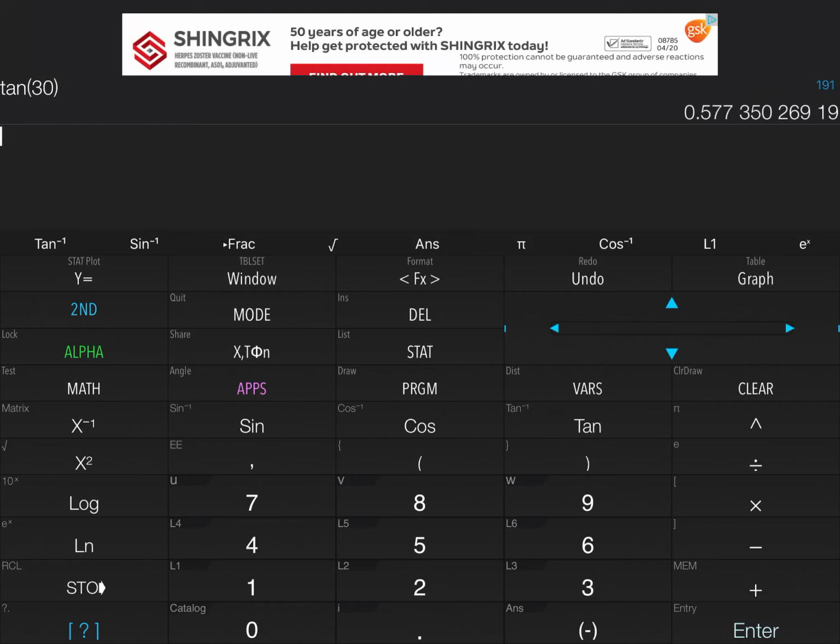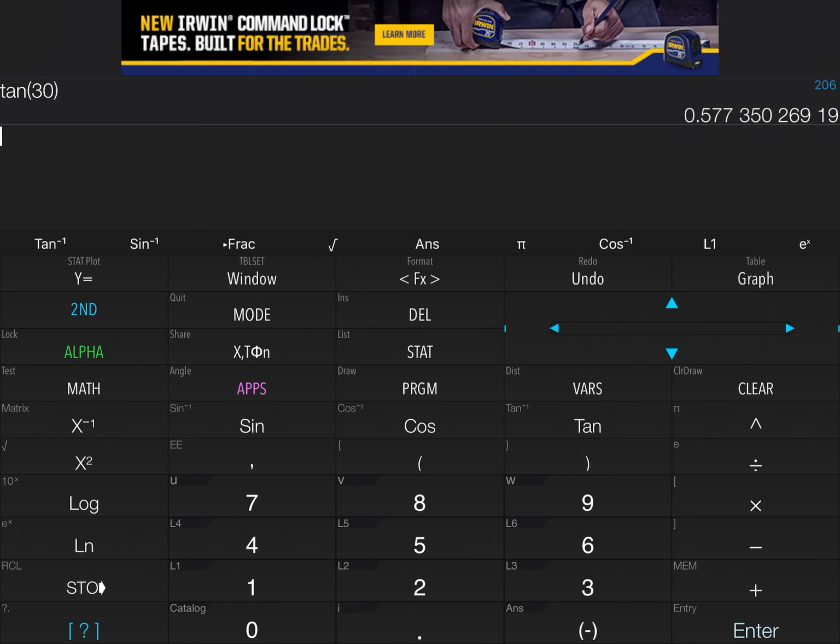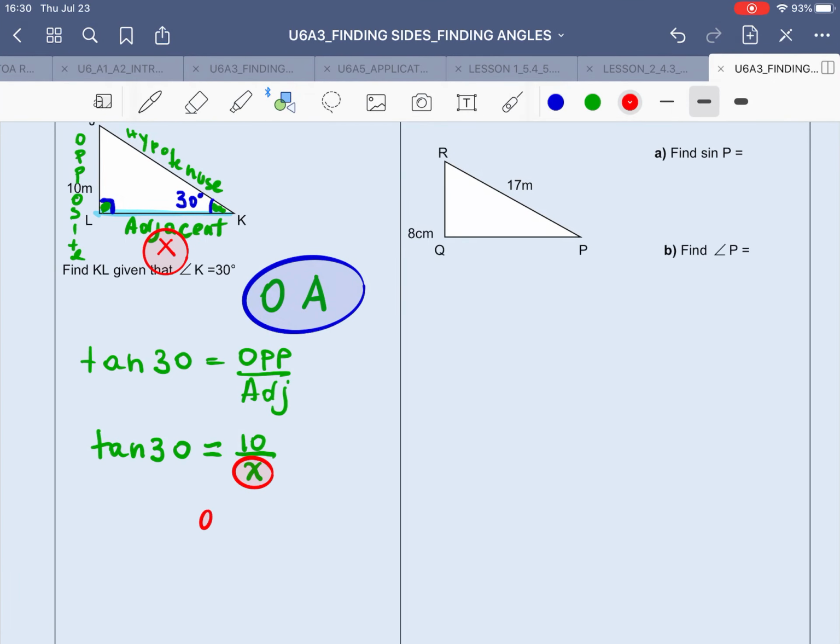So we got the number 0.57735. If you round this number, it's going to be 0.5774. Normally, when we find the ratios, we like to round them to 4 decimal places. 3 decimal places would be all right too, but it's more accurate to 4 decimal places because a small change in the tan ratio can change the value of the whole thing in here. So that's 10 over x.